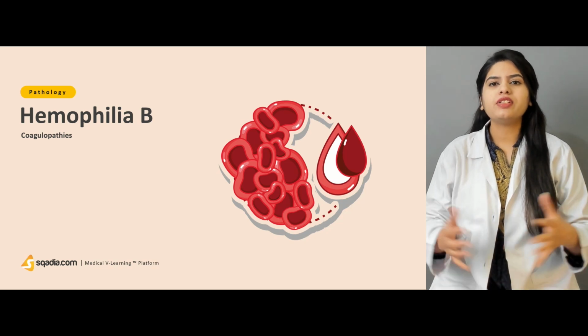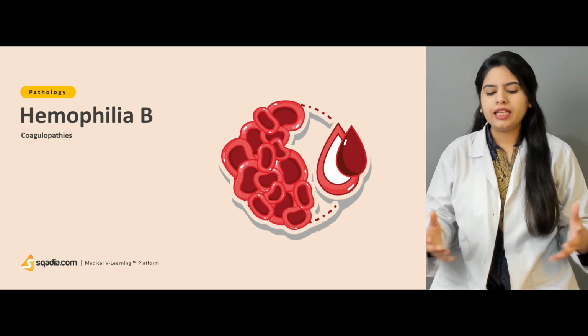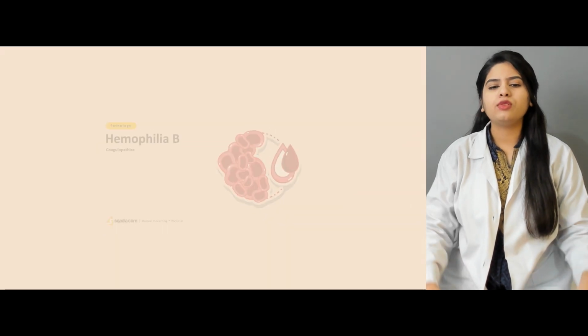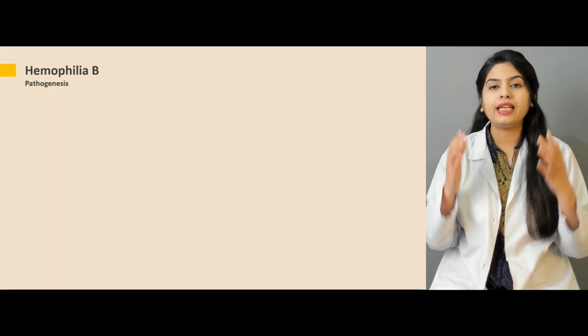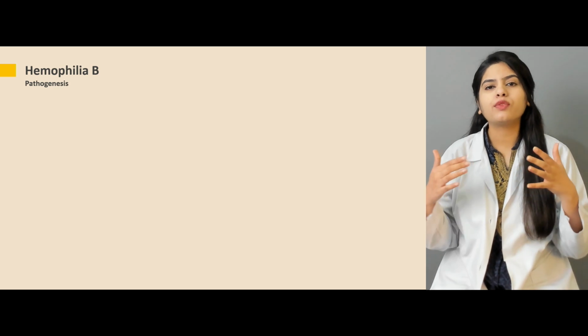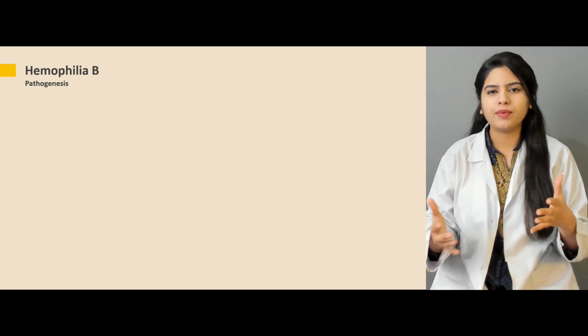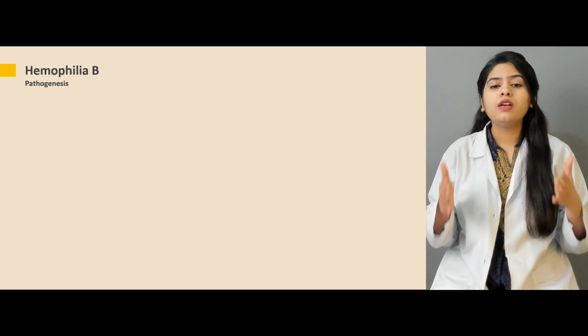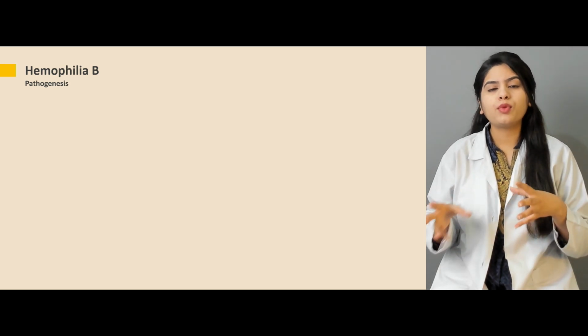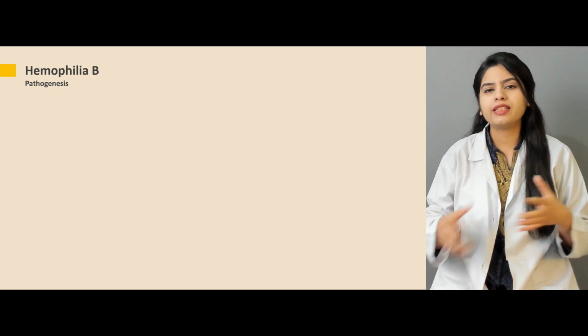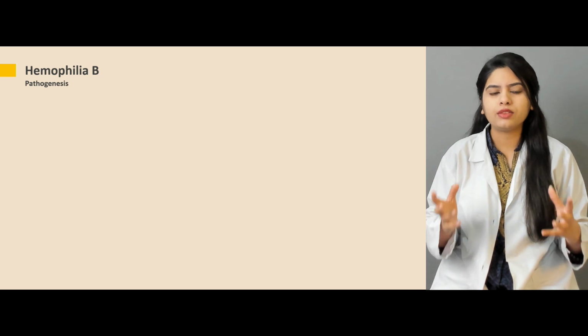Hemophilia B is the deficiency of factor 9. Likewise, in hemophilia A, as you have seen, factor 8 is important in the activation of fibrinogen to fibrin. Now here we will see how factor 9 is important in the activation of the coagulation cascade and the formation of the blood clot.